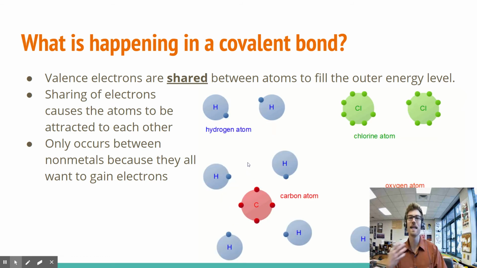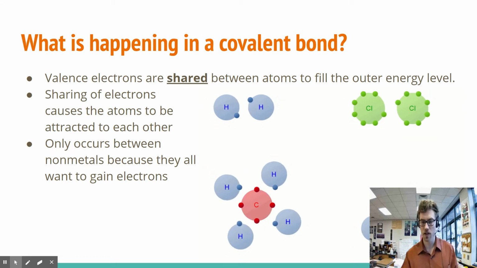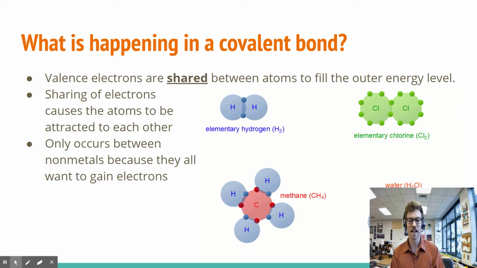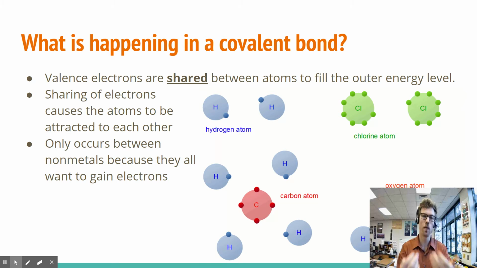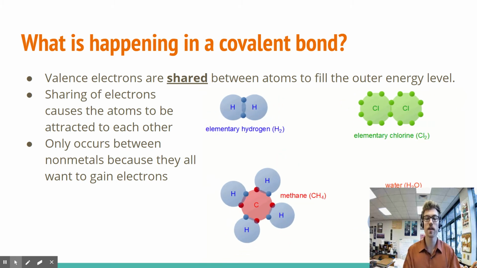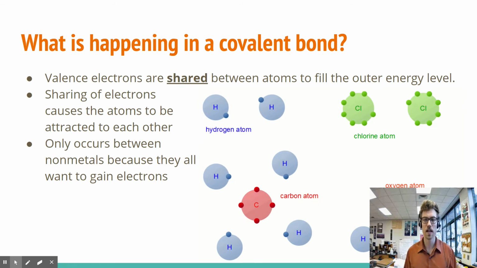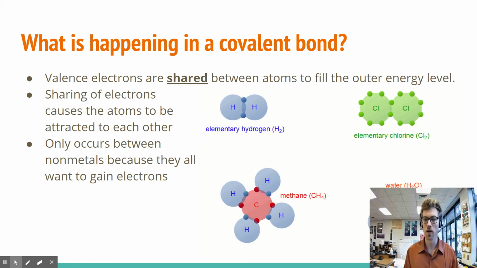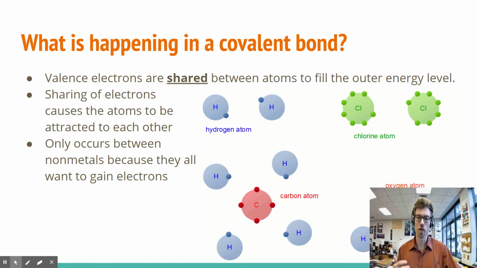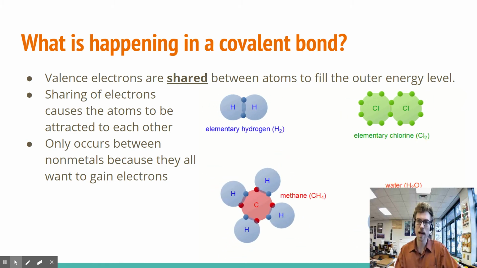Notice that, again, this is only non-metals that are being involved here, okay? And that's because all of the non-metals want to gain electrons. Because they all want to gain electrons by sharing, they kind of are gaining, right? By sharing, they get to work together, and this is going to make them happy. This is going to make them all stable. And so this is how we form a molecular compound with a covalent bond.